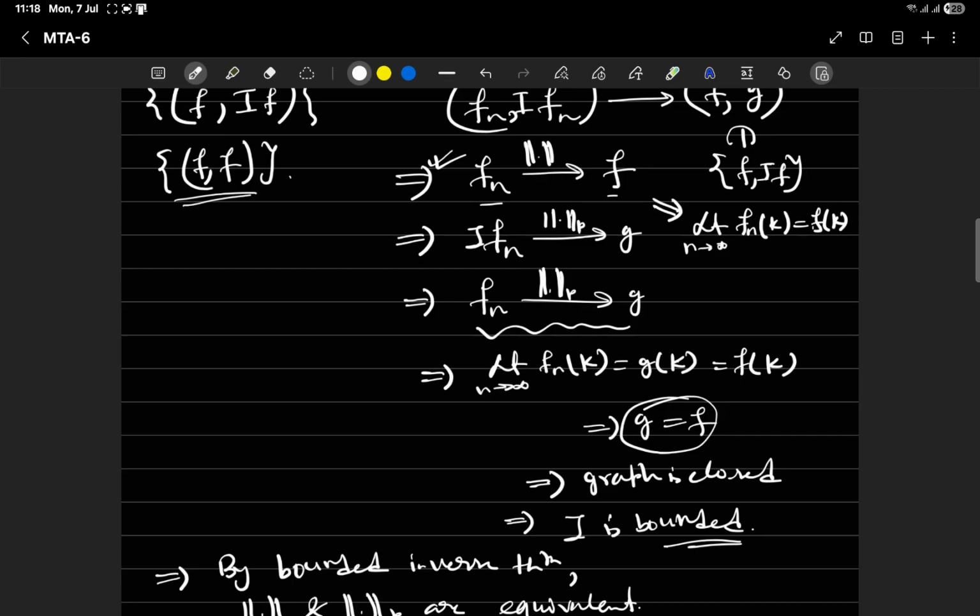And you can try it: if it converges in p norm, then it also converges pointwise. That is very easy actually, so you can try. That was the main step here that I skipped.